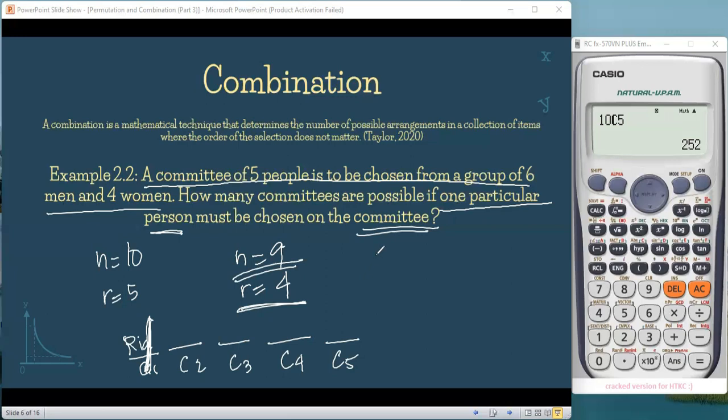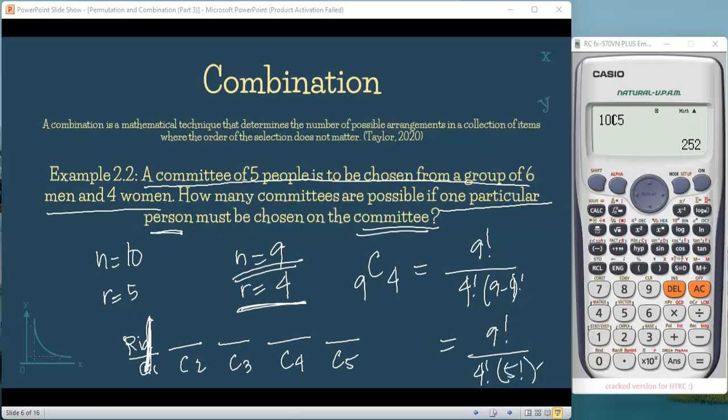So ibig sabihin, our solution will be the combination of 9 taken 4 at a time, and that is 9 factorial all over 4 factorial times 9 minus 4 factorial. So that will give us 9 factorial all over 4 factorial times 5 factorial, since 9 minus 4 is 5. So to calculate that, we need the calculator. So that is 9 factorial over 4 factorial times 5 factorial. So that will give us 126.